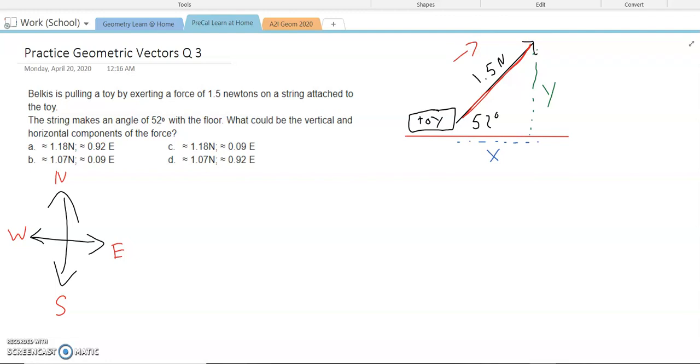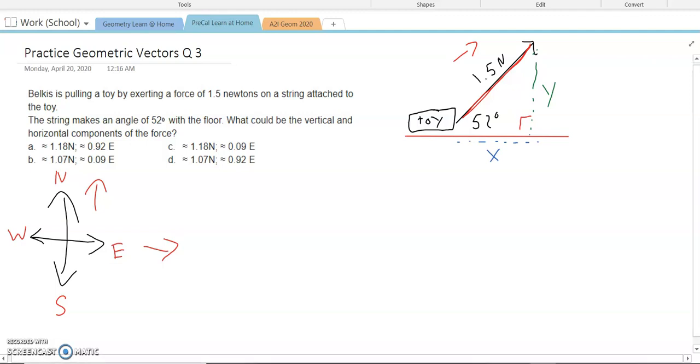So the question is asking what would the vertical and horizontal components be? Literally all we need to do is figure out the 2 sides of a right triangle using trigonometry. We can use sine, cosine, and tangent, in this case sine and cosine, to figure out the vertical component y and the horizontal component x. And those would be straight in the north direction or in the east direction when we're done. The y value represents north, the x value would represent the east direction.